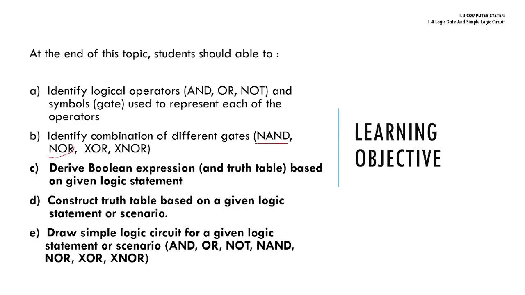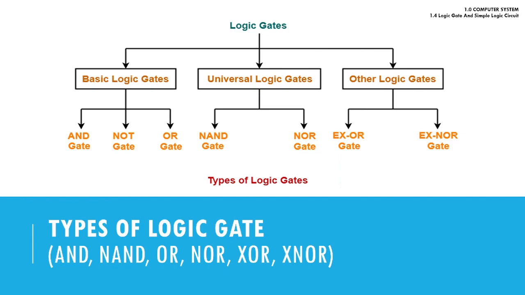and then NOT OR. In part two, I will emphasize these two gates only, NOT AND and NOT OR: how to derive Boolean expressions, how to write the truth table, and also how to draw a logic circuit using NOT AND and NOT OR. So I emphasize the universal logic gates today. NOT AND, and then NOT OR.